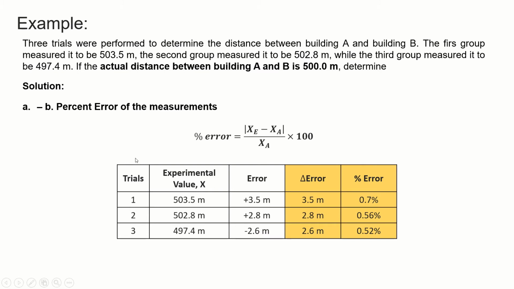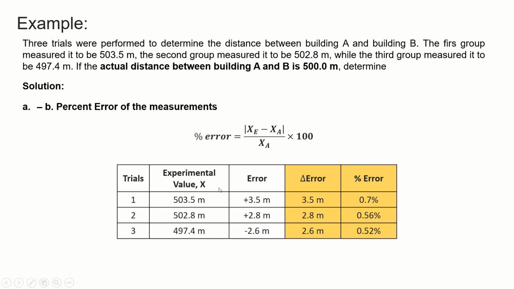So let us represent this information in tabular form. The tabular representation will help us compare the values more easily. Here we have trial 1 and experimental value 1: x of 1 is equal to 503.5 meters, x of 2 is equal to 502.8 meters, and x of 3 is equal to 497.4 meters.